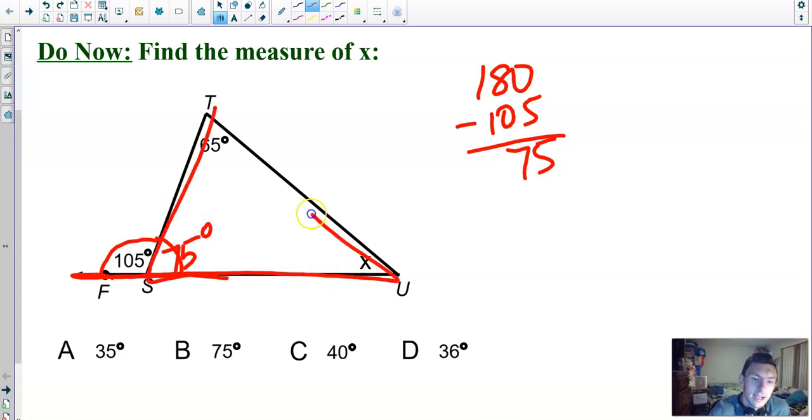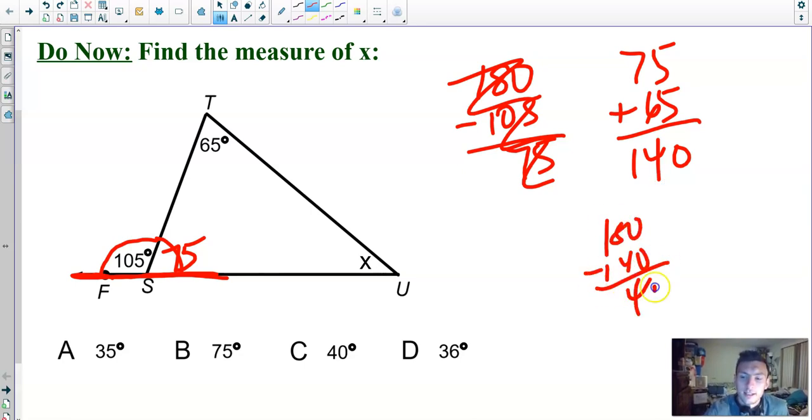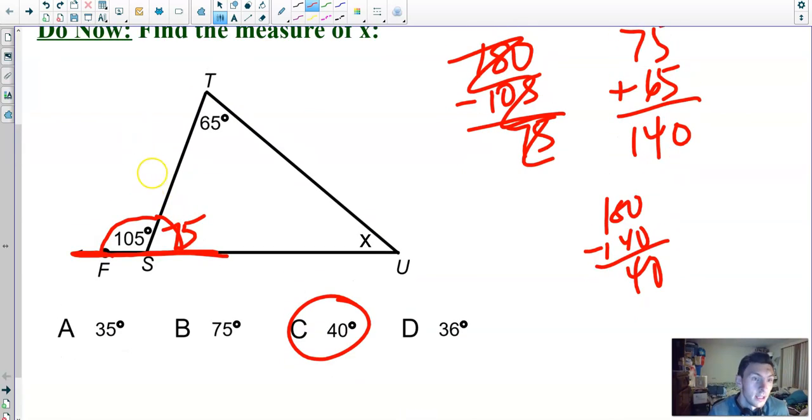And now I know that the three angles of a triangle add up to 180. So we're done with this. I can do 75 plus 65, and I get 140. And then 180 minus 140 is 40. So that's two ways to do this problem. Hopefully you were able to do it relatively easily and quickly, but if not, you need to review this stuff.